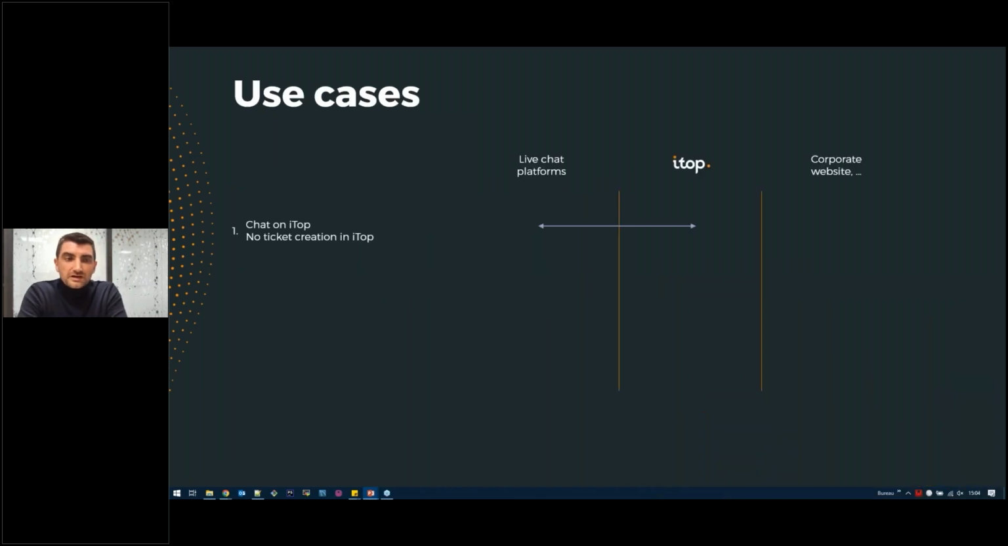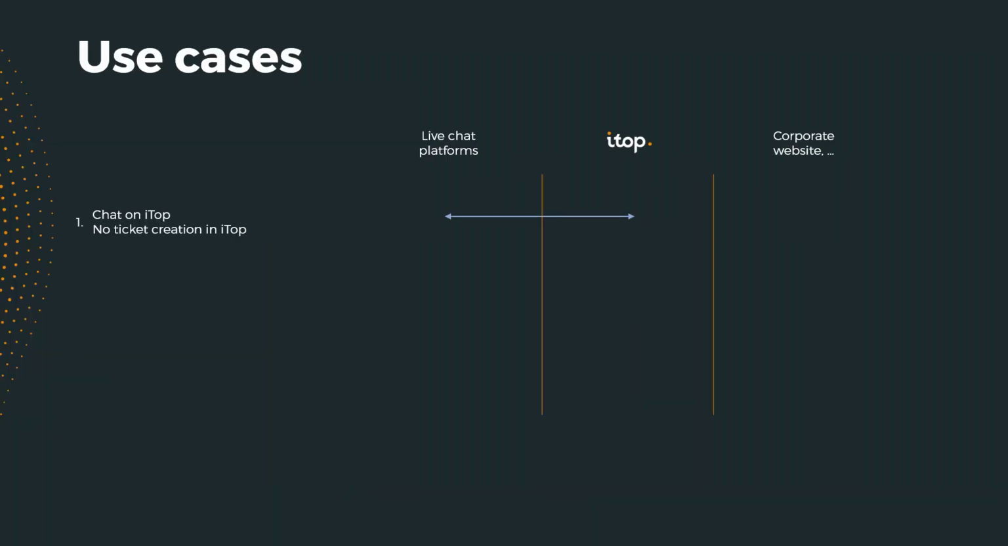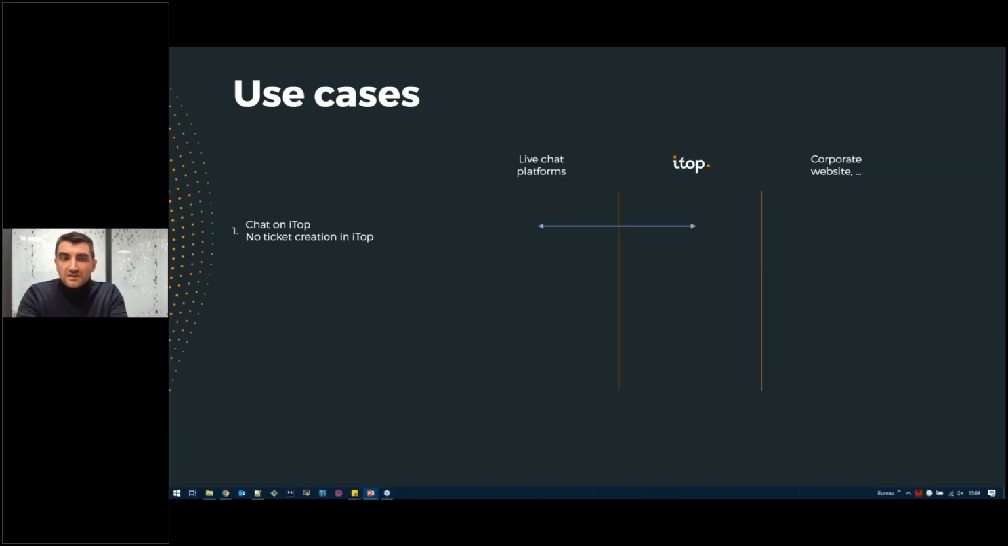So we have three different use cases. The first one is a simpler one. It is typically when someone in the end user portal wants to initiate a chat with a support agent. So the customer is on iTop, he has a chat widget, and he talks to a support agent, who is on a live chat platform, so either Talk.to or Intercom. In this scenario, there is no ticket creation if the chat does not permit the support agent to resolve the case.